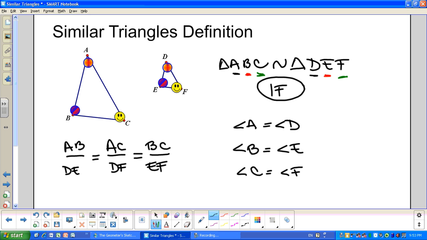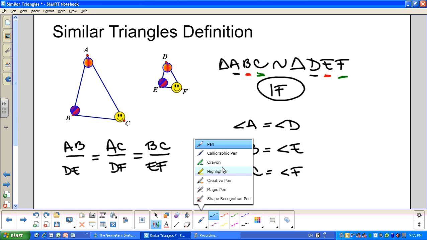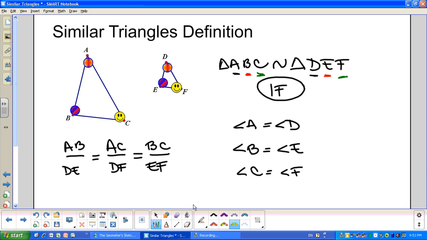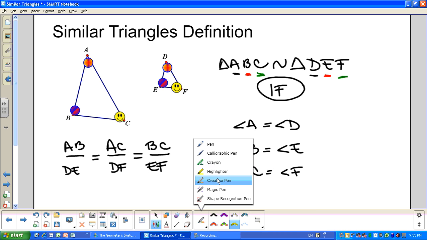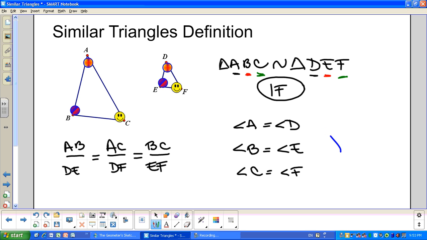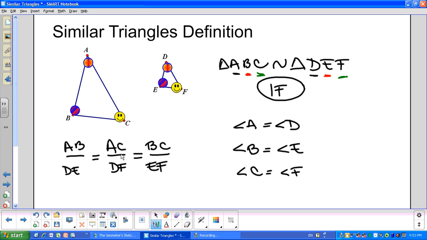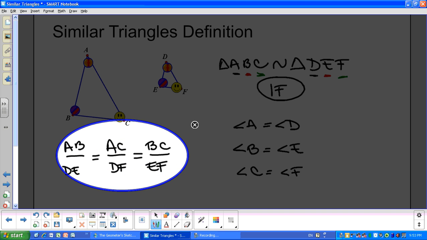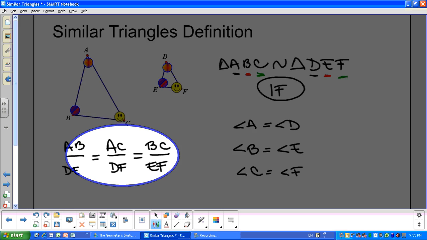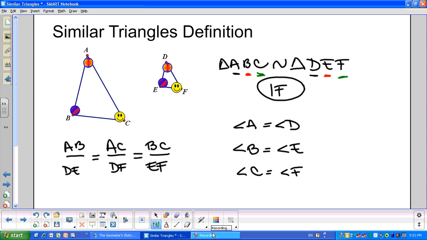Okay, so what happens in two similar triangles? Corresponding angles are the same. That's one thing, and that's number one, extremely important for me. And one more thing happens: the ratio of corresponding sides is the same. Okay, so we'll stop and we will continue with some applications a little bit later.